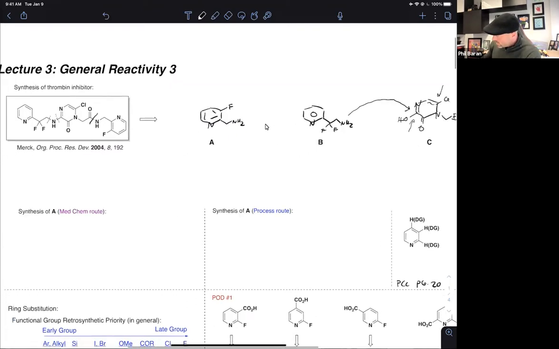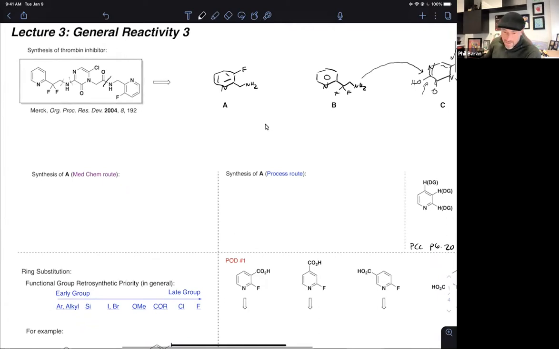So now you'll notice and recall that this class is divided into medicinal, process, and radiochemists. We'll get to the radiochemists a lot eventually, but for now, we'll start off with a cage match between Ellie and Carter. So Ellie is a medicinal chemist and Carter is a process chemist. And if we need to make A, what might be a good precursor to A? Either Ellie or Carter can start us off in thinking about it.